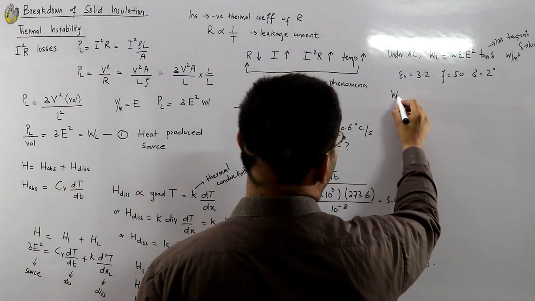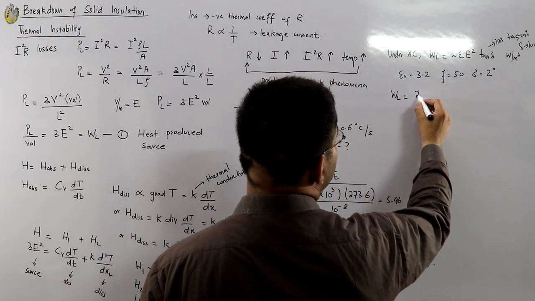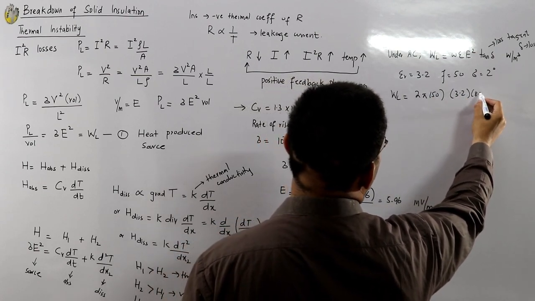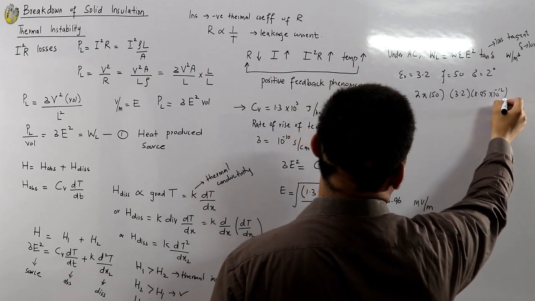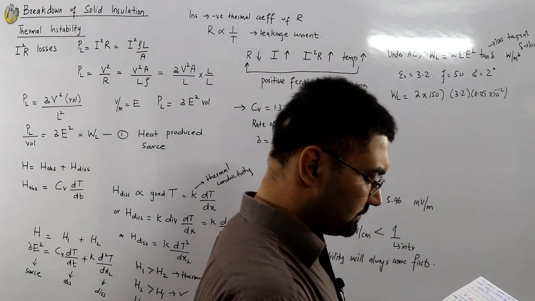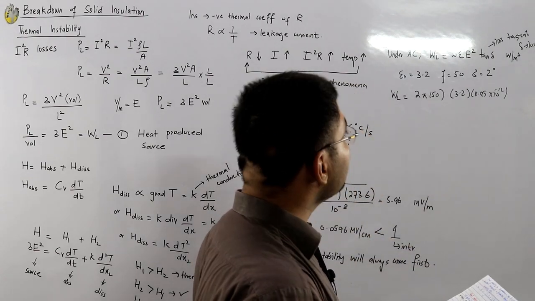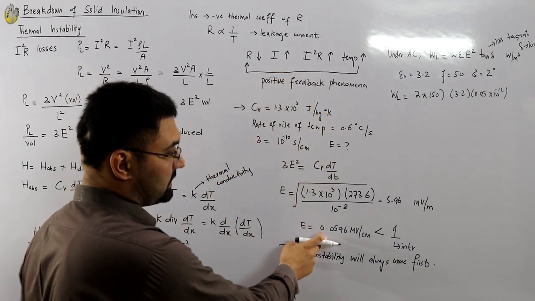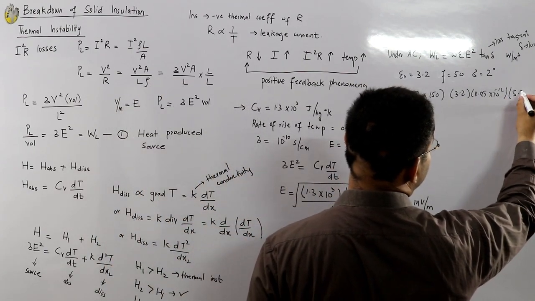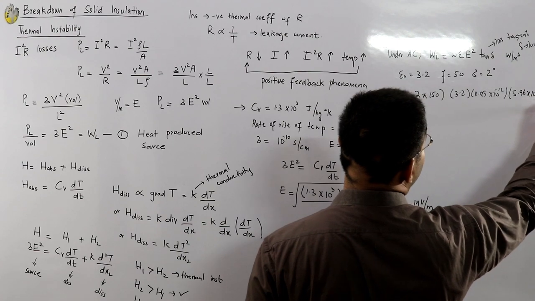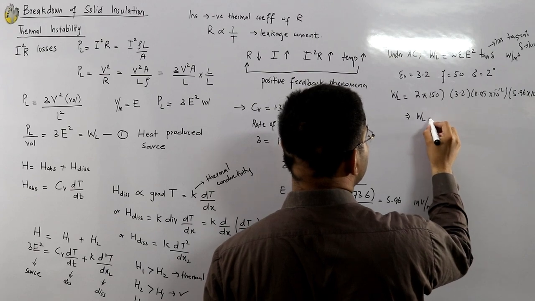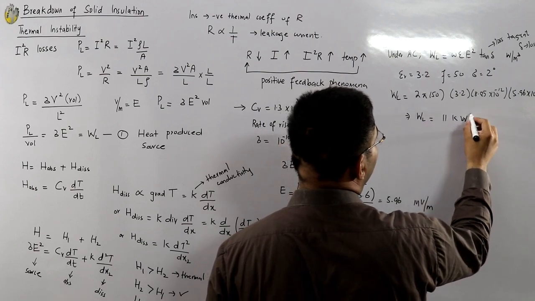The power loss per unit volume would be what? So omega is 2 pi into 50, the frequency. Epsilon would be 3.2 into epsilon naught, 8.85 into 10 to the power negative 12. For E squared, we'll take this E in terms of volt per meter. So 5.96 into 10 to the power 6 whole squared and tangent of 2 degrees. Just do the calculation. This comes out to be 11 kilowatt per meter cube.